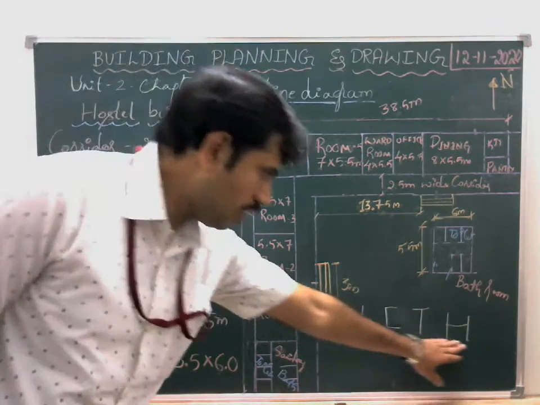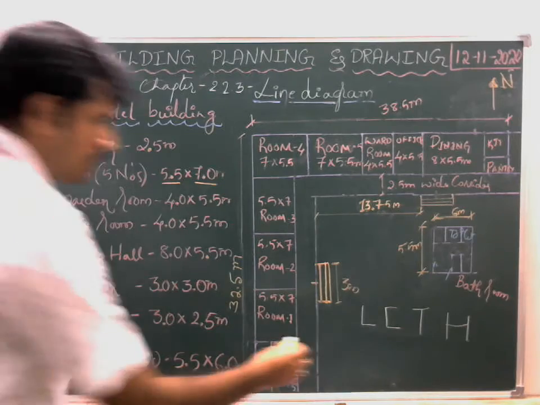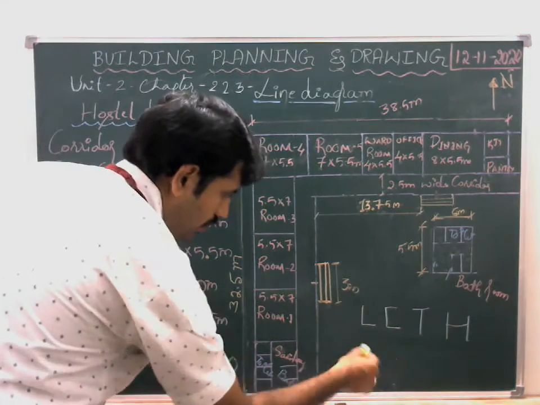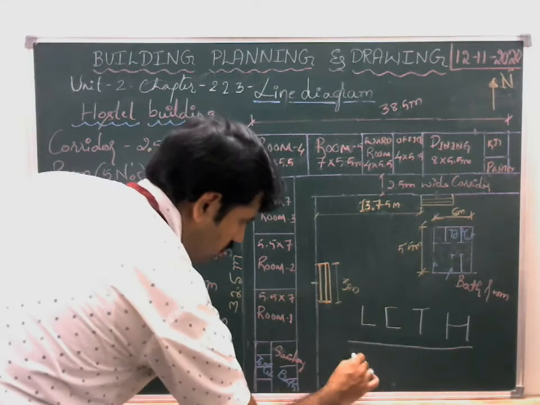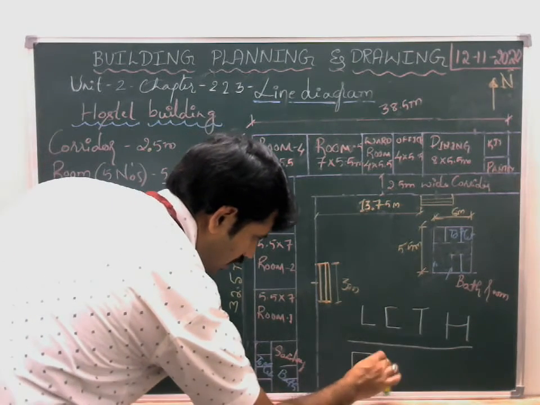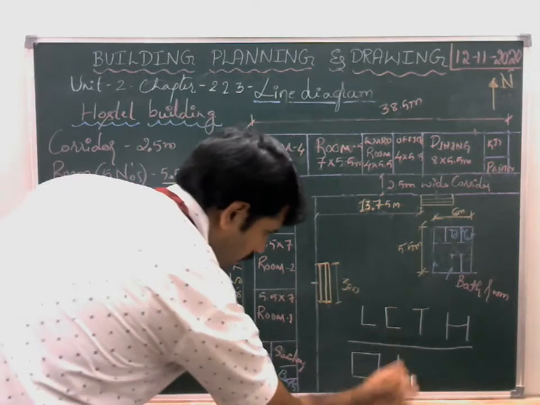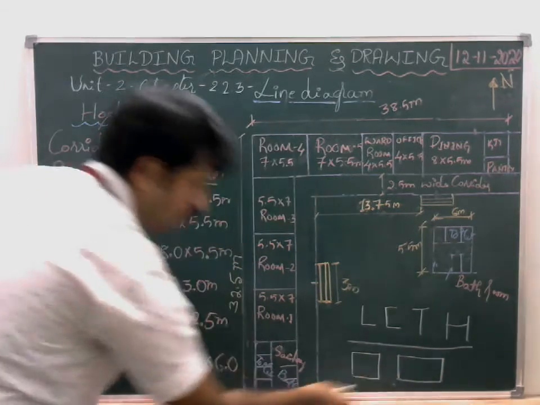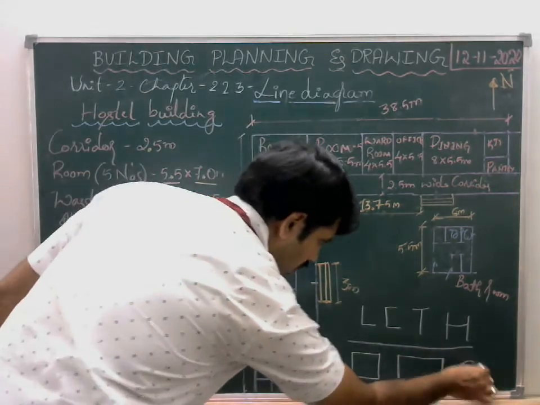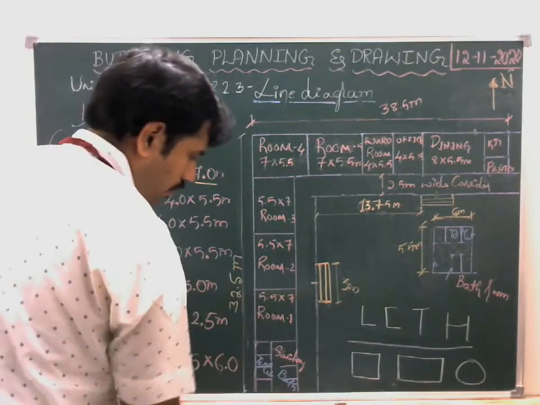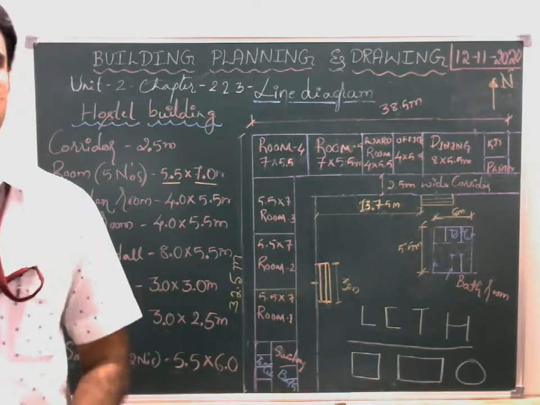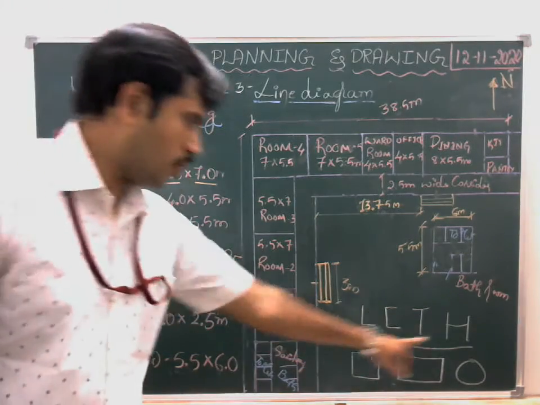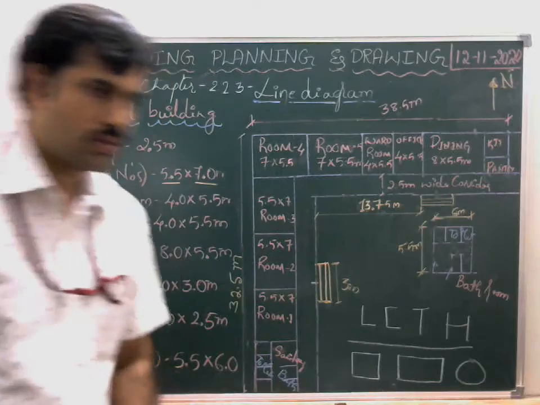These are the open type buildings or plans. In other ways, we can prepare closed loops like a regular shape such as square shape, or a rectangular shape, or a circular shape. There will be different shapes. We can prepare drawings in different shapes. So this will be open and this will be closed loop.